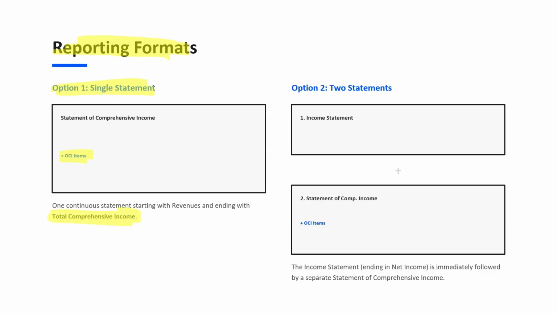The second option is the two statements option. This one you may be more familiar with from the textbook. So basically we have the traditional income statement. And the second one, we have another statement called the statement of comprehensive income. Here usually the first item is the net income, then we add the other comprehensive income items. Then in the end, we have the same numbers. It is just a preference.